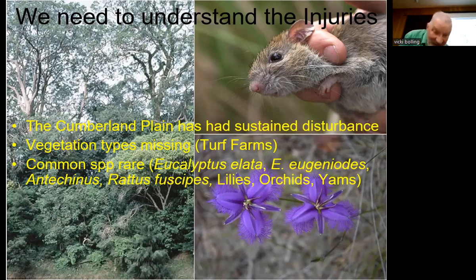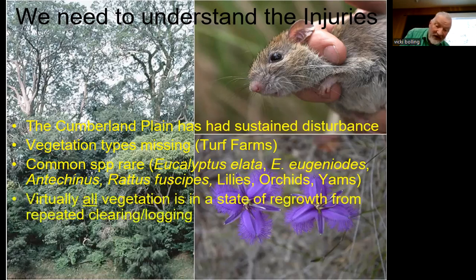You've wiped it out. And then also common species, Antechinus, Rattus fuscipes, which is the thing that if you're a zoology student, that's where you find all the time. It's absent. Lilies, orchids, yams, they're all very palatable for stock. So if you have stock on there all the time, bang, every time they come up, they get eaten. And all of the vegetation, just about, is in a state of regrowth from repeated clearing and logging and grazing. It's not just that it's been logged once, it's been logged many times.